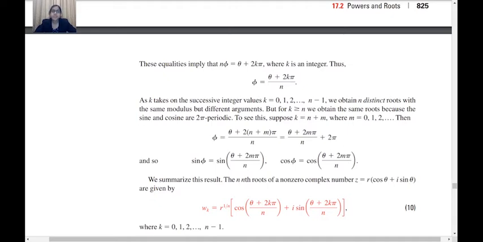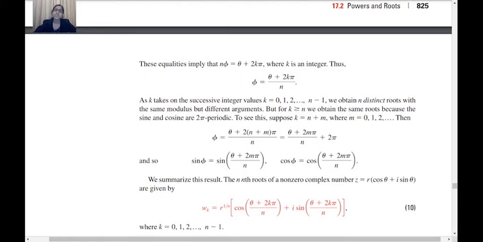So what will be sine phi? Sine phi will be sine of 2 pi plus some angle. Sine of 2 pi plus theta is sine theta itself. So using that identity and the concept that sine and cosine are 2 pi periodic, for any value of k greater than or equal to n, we get sine phi is the same as sine of theta plus 2m pi by n.